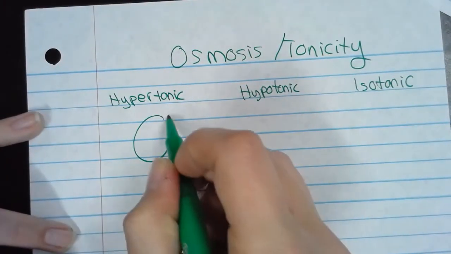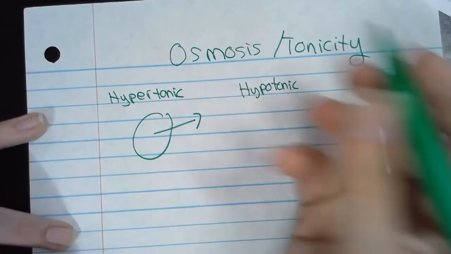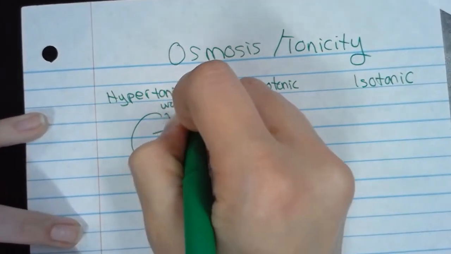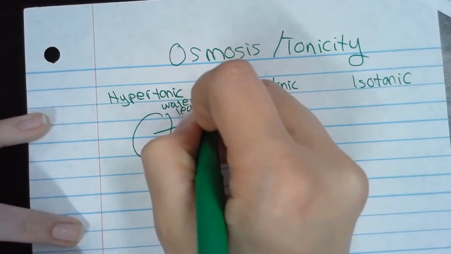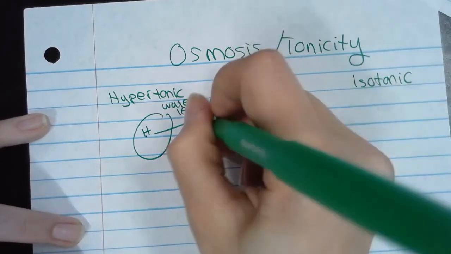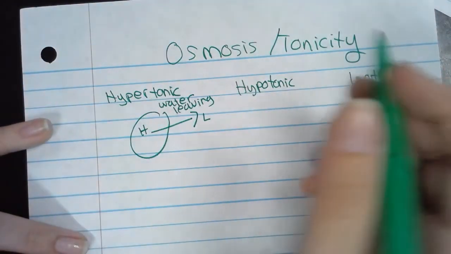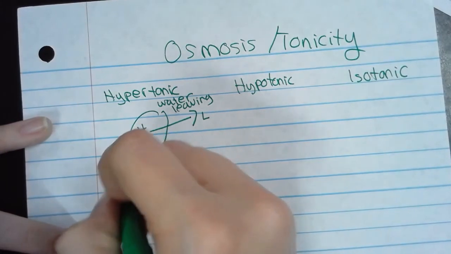Hypertonic is when you have more water leaving. So that means that there is a higher concentration inside and a lower concentration outside. If water is leaving, then the cell is going to shrink.